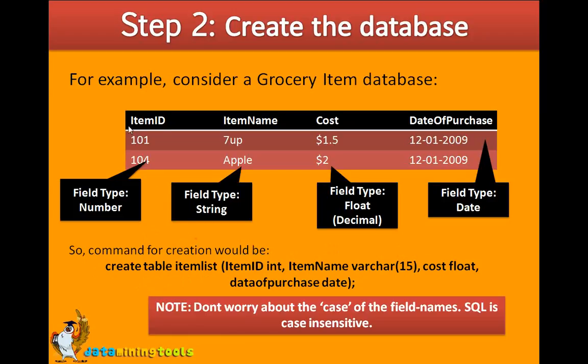Over here it is the item ID followed by the field type, which is an integer because it is used to store an integer. Over here again we have the field name and the field type, where varchar means a variable character, which is basically a string or an array of characters. 15 specifies the maximum number of characters which any value in the item name column can store. And it is important to note that we need not worry about the case of the field names. SQL is case insensitive, which means a small letter is equal to a capital letter.